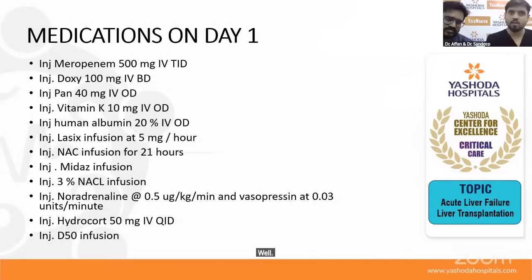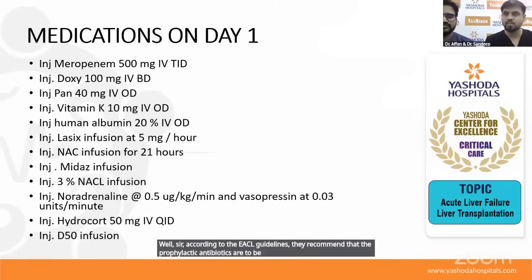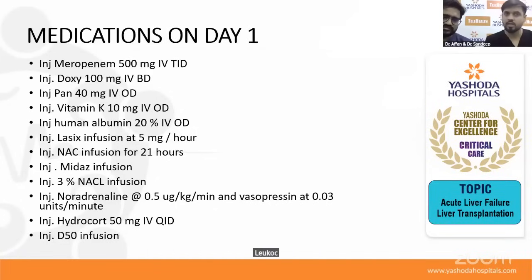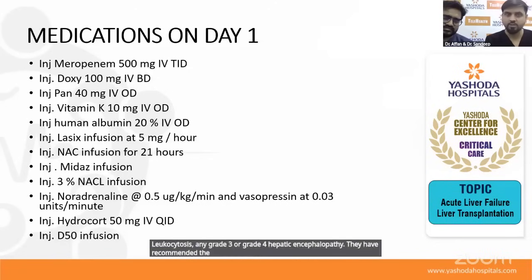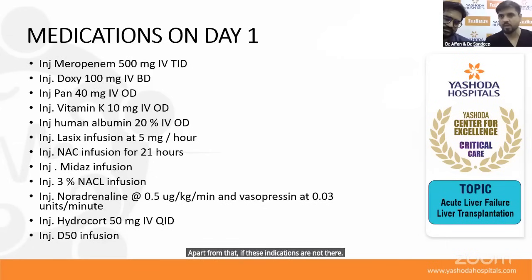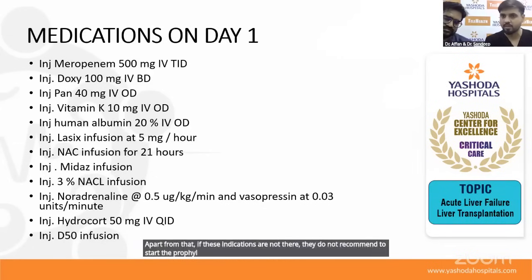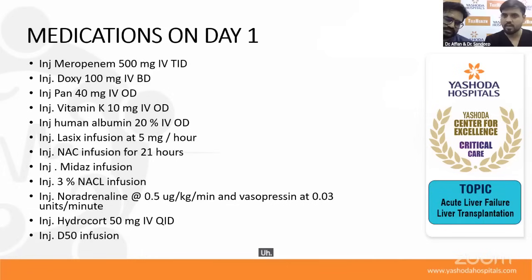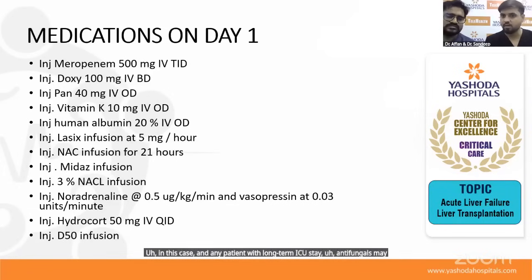Sir, according to the EASL guidelines, they recommend that prophylactic antibiotics are to be used in patients with warning signs such as any fever, leukocytosis, any grade 3 or grade 4 hepatic encephalopathy. They have recommended the use of prophylactic antibiotics to be helpful. Apart from that, if these indications are not there, they do not recommend starting prophylactic antibiotics in this case. And in any patient with a long-term ICU stay, antifungals may be helpful, is mentioned.